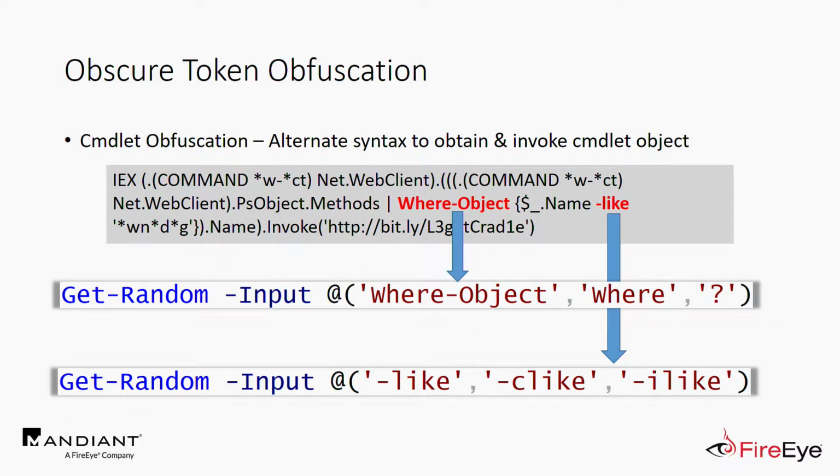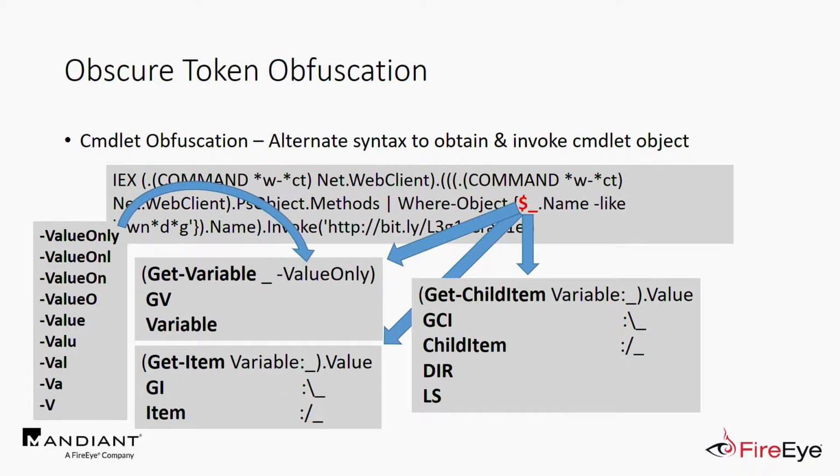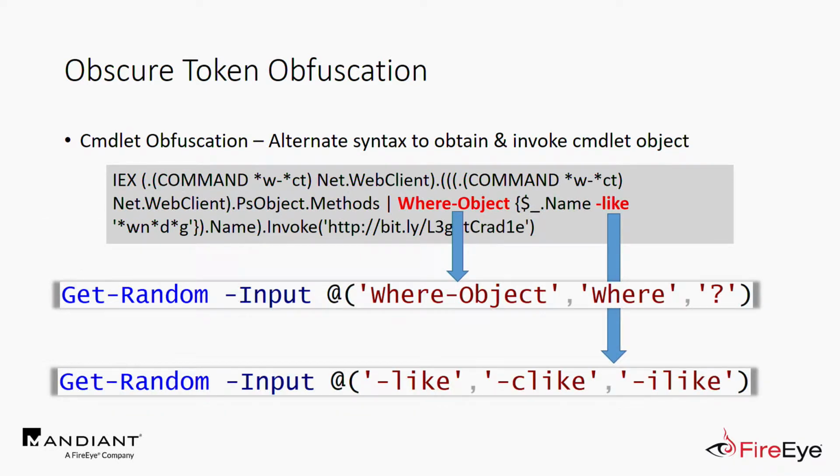Now, there are a lot of pieces that I just randomly choose behind the scenes, and there's not as much access to change, like where object, where, question mark, stuff like that. But again, as defenders, if you're only looking for -like, there's also C-like and I-like for case sensitive and case insensitive. So as you're writing triggers as a defender, make sure you're taking into account all these options.